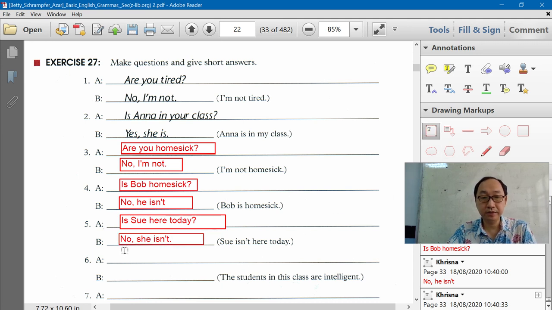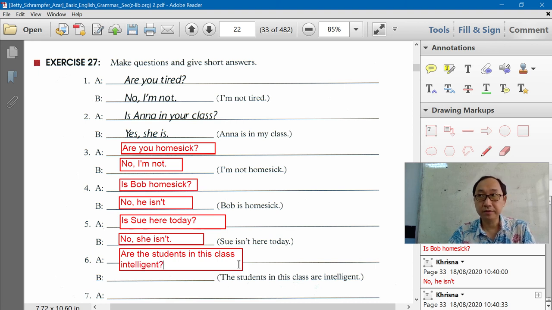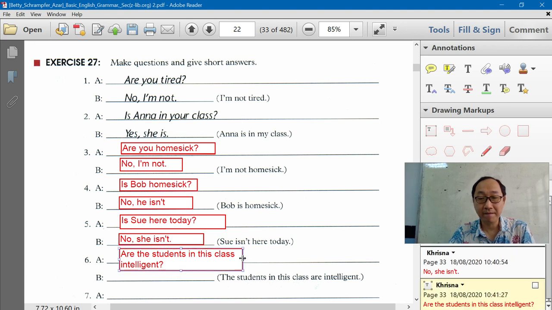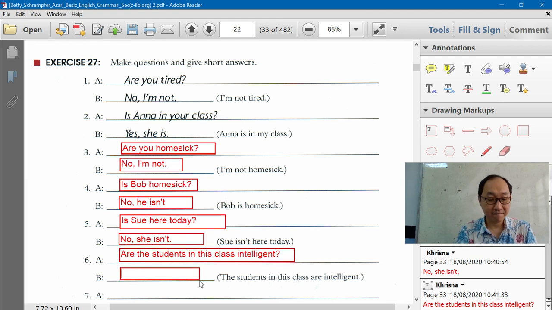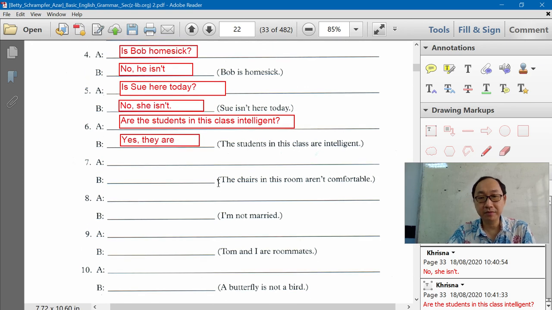Are the students in this class intelligent? Yes, they are intelligent. Yes, they are. And then we still have number 7. A few more questions.